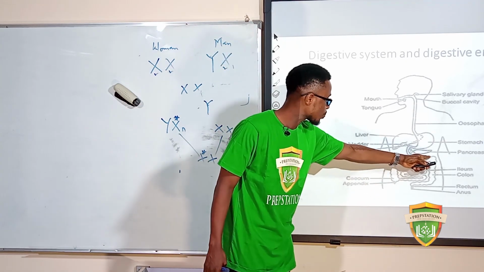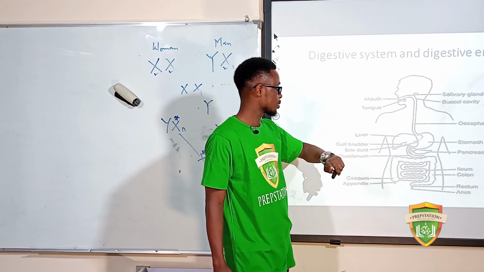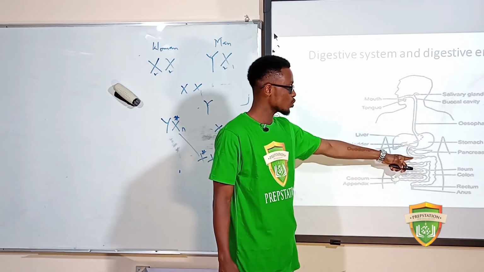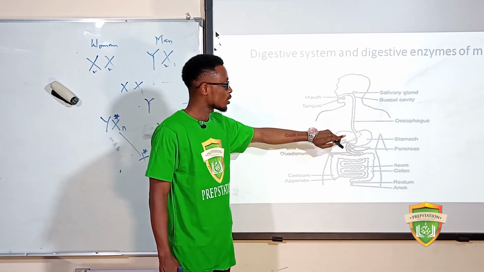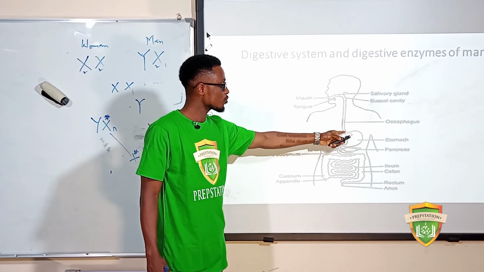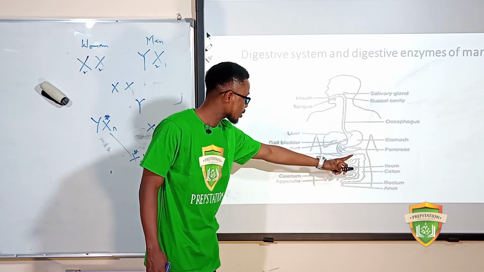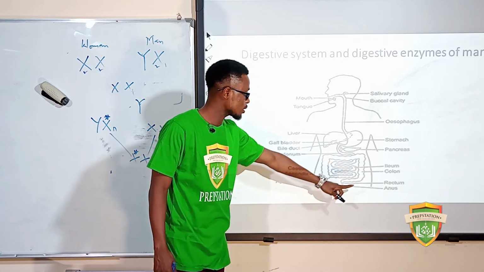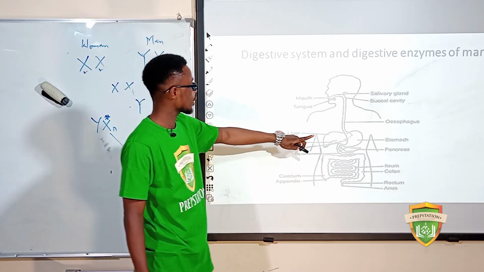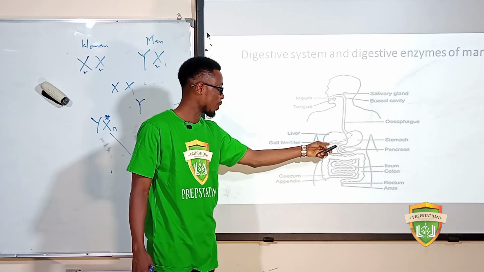Then we'll go down to the pancreas. Now in the pancreas, we have trypsin, and we also have lipase. Trypsin will still act on protein, because the breakdown of protein will just be from protein to peptones by the pepsin. Then down to the ileum. Ileum is the small intestine. Colon is the large intestine. Down to the rectum. The liver will secrete bile. This is the bile duct. The gallbladder will store bile.